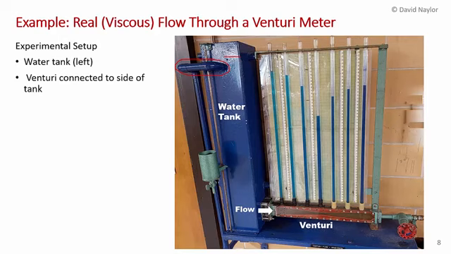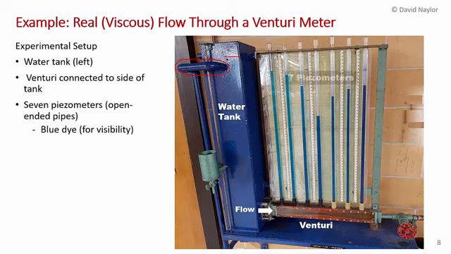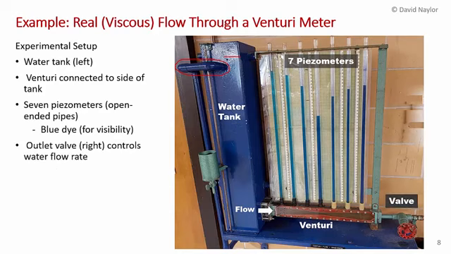You can see the Venturi meter there attached to the bottom of the water tank. There are, as I mentioned, 7 piezometers, and in this case I've added a little bit of blue dye to the flow just so you can see the heights of the piezometers. When you do the experiment for lab 4, there won't be any dye. And there's a valve here, just a hand valve on the outlet that allows me to control the flow rate through the system.